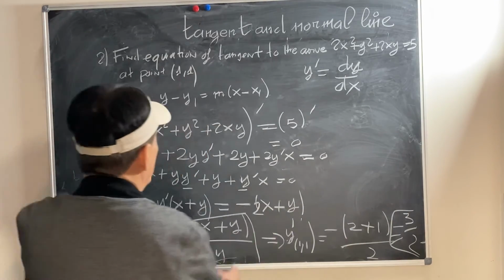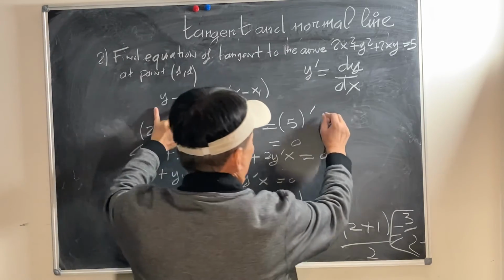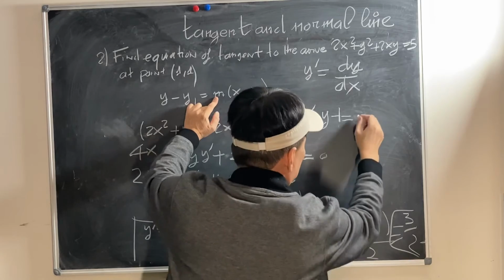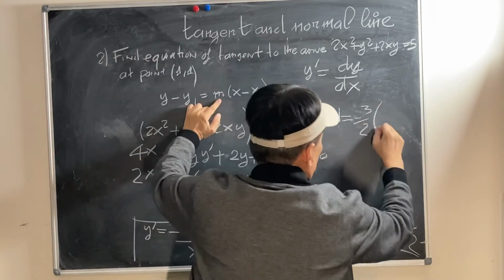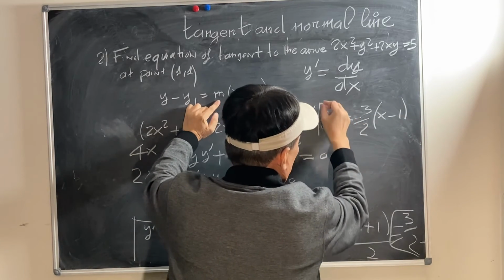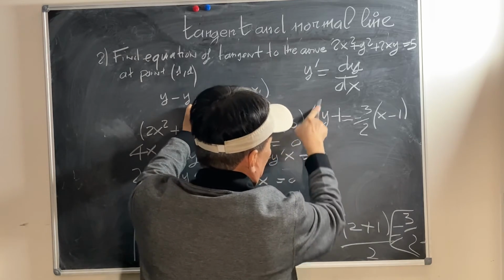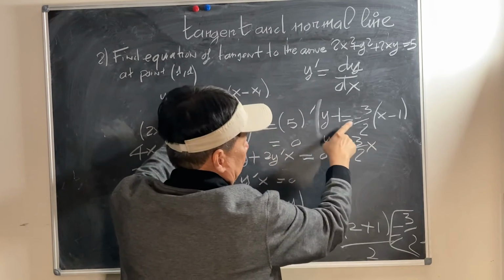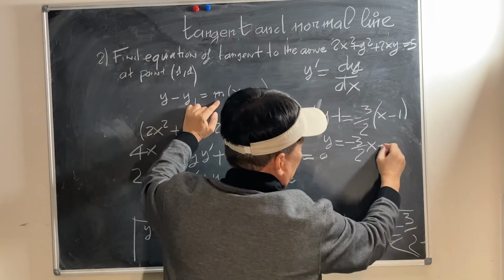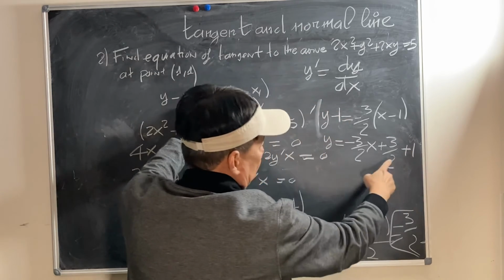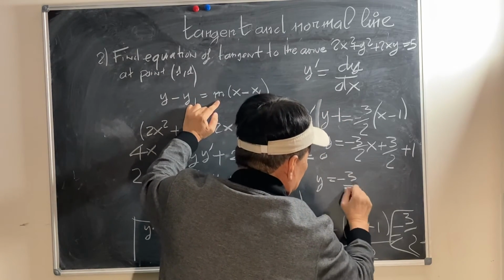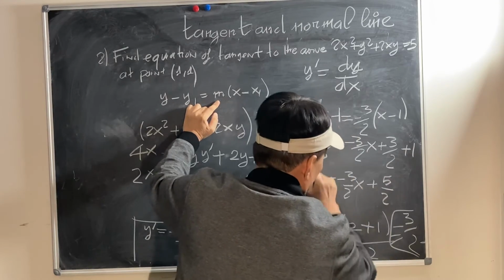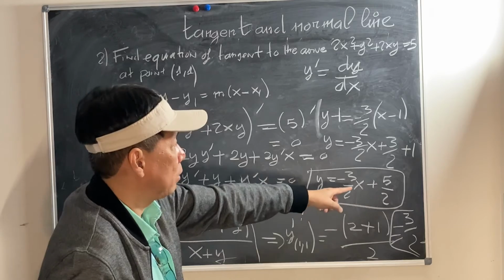Okay, so we found the slope, and now we just substitute in this equation. So y minus y1, with y1 equal 1, equal m, which is minus 3 halves, times (x minus 1). Okay, you can simplify one more. So y equal minus 3 halves x, and minus 3 halves times minus 1 is plus 3 halves, and plus 1. 3 halves plus 1 is 3 halves plus 2 over 2, that's 5 over 2. Final answer will be y equal minus 3 halves x plus 5 halves.